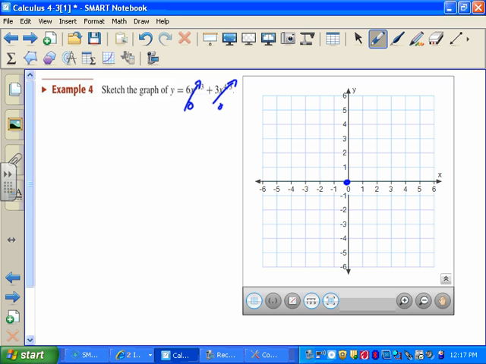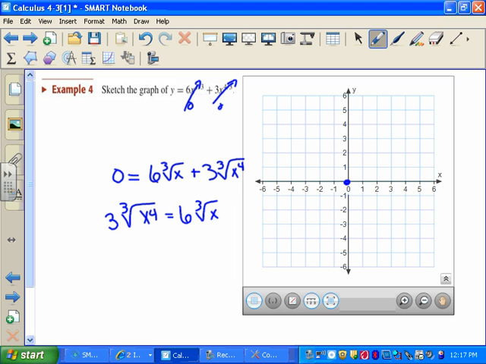The second thing that I want to do is I want to say, okay, if I do that, then is it only going to touch y in one place? So I set x equal to 0. Now I want to set y equal to 0. So if I set y equal to 0, I get 6 times the cube root of x plus 3 times the cube root of x to the 4th. And so 3 cube root x to the 4th is equal to 6 cube root of x. And now I want to cube both sides. So now I'm going to get 27x to the 4th is equal to 216x.